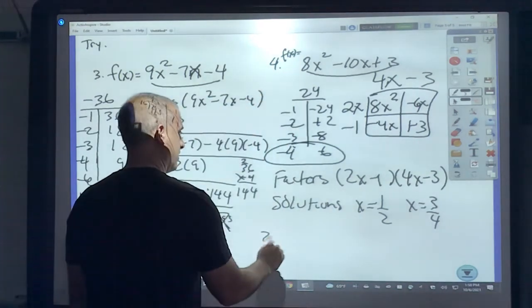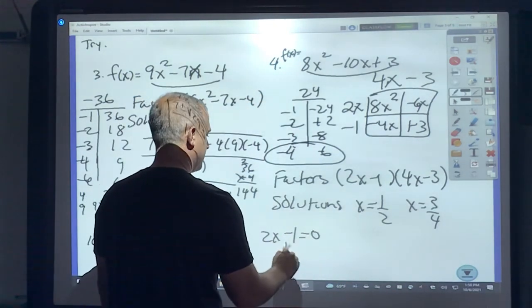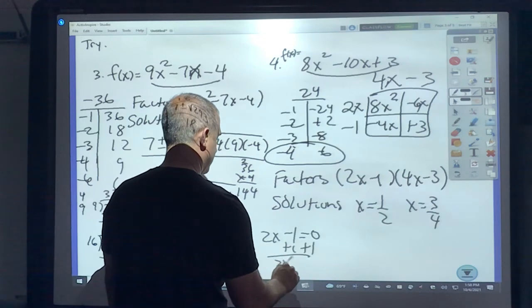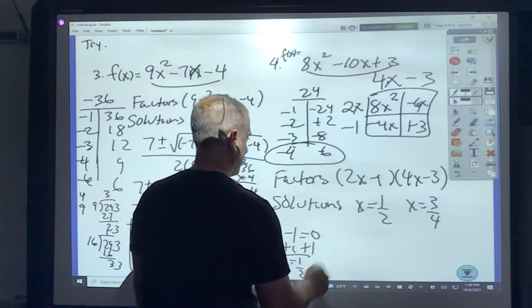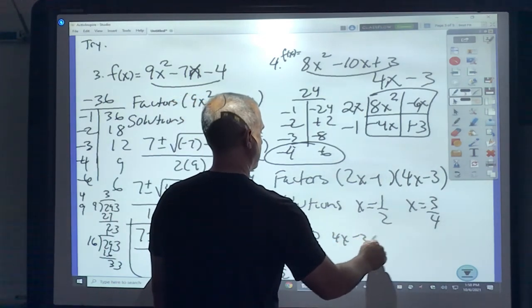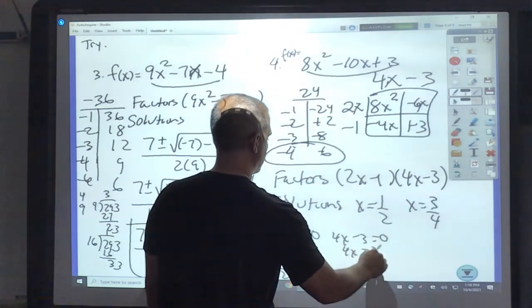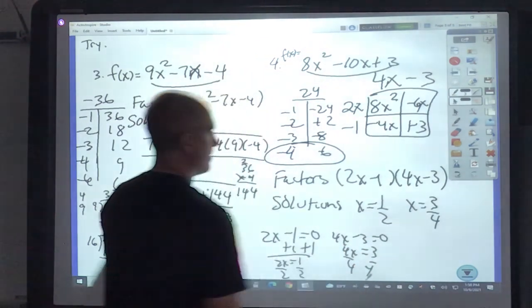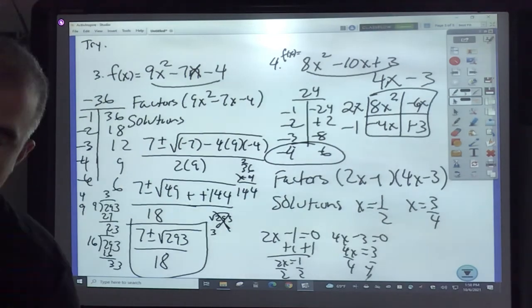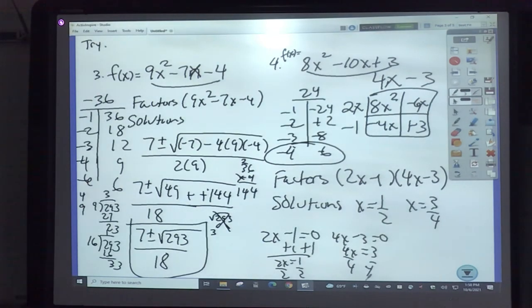Okay, and all that took is I can start to solve these things rather quickly. All right, that's 1/2. Okay, that's going to be 4x equals 3, divided by 4. So you want to start to be able to do those in your head, okay? So that's a little bit of a lesson on quadratic formula and on factoring.